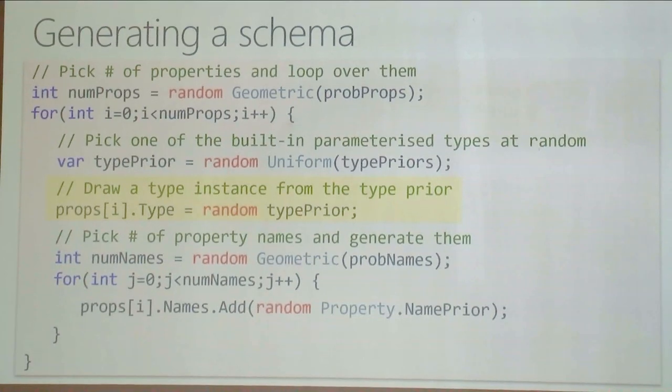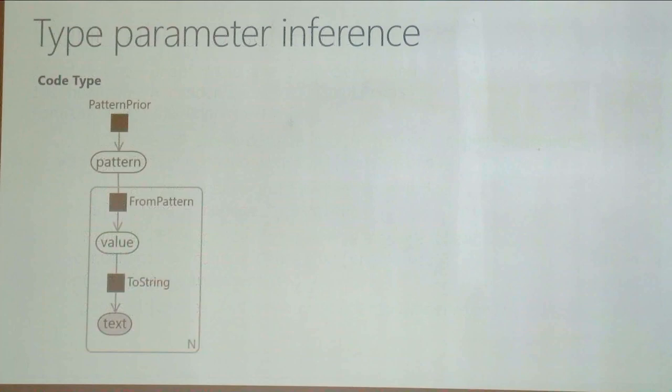And there may be several different ways of referring to the property. So date of birth, birthday, birth date, et cetera. So we have a generative model for the names that comes from some name prior. So that's the probabilistic program for generating a schema. So now let's look at inference in that program.